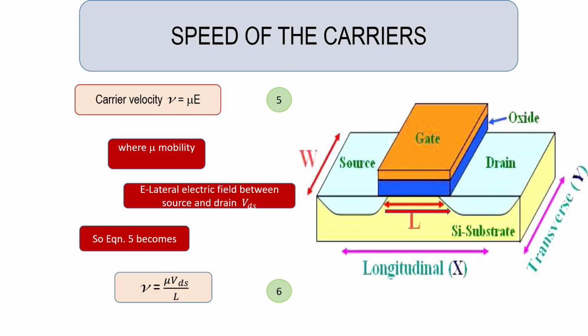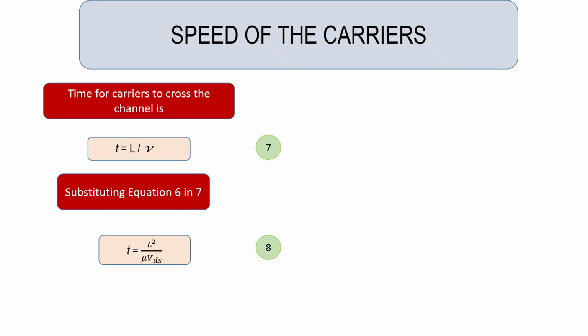The carriers move in the channel. They start from the source and they move towards the drain. So the carriers cover a length of capital L, and the lateral electric field VDS is responsible for the movement of these carriers. So the carrier velocity V is mu into E. Mu is the mobility and E is VDS by L. So V becomes mu into VDS by L, which is taken as equation number 6.